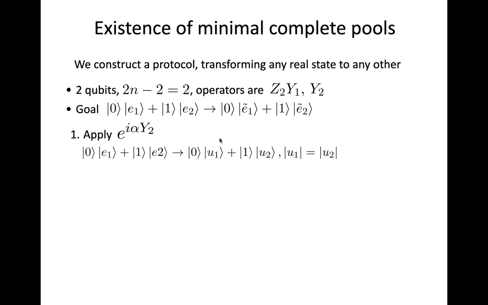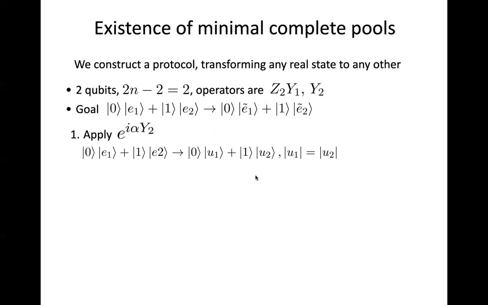So the first step that we do, we would apply the exponent generated by y2. And we can show that after this transformation, we can actually bring it to a state in which the length of u1 will be equal to the length of u2. So we basically did a transformation on the second qubit in such a way that the length of the states of the first qubit, u1 and u2, became the same. So they might not be the same in the beginning for e1 and e2, but they will be the same after this step.